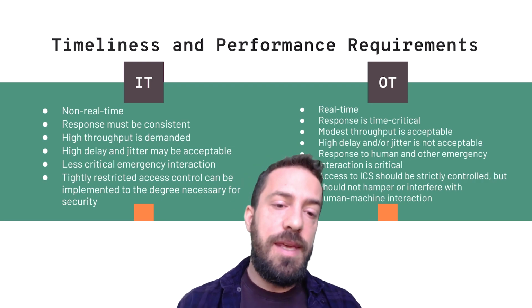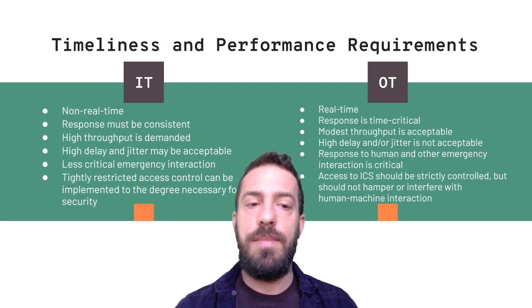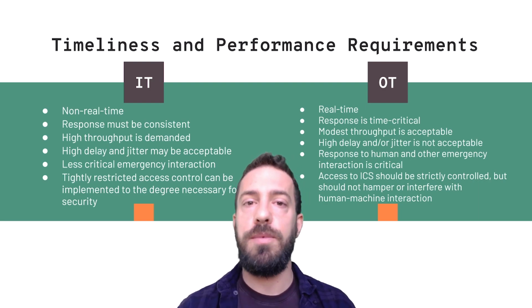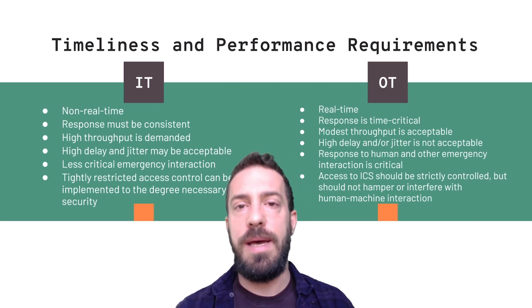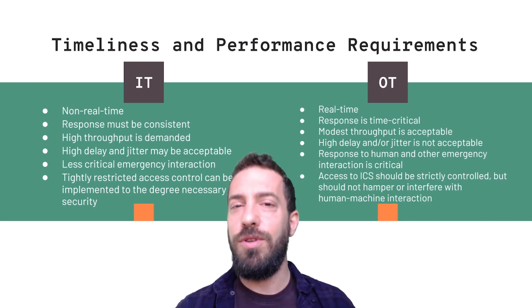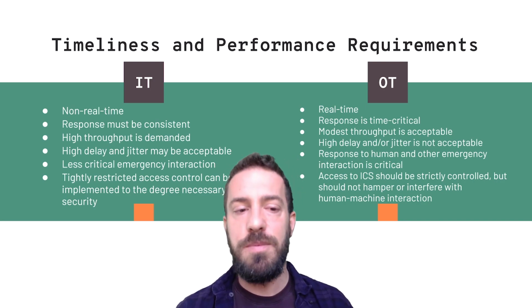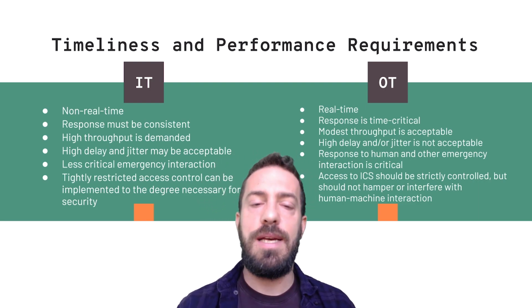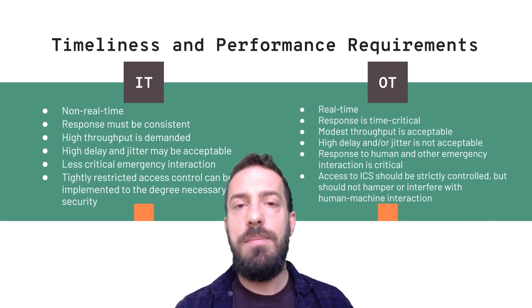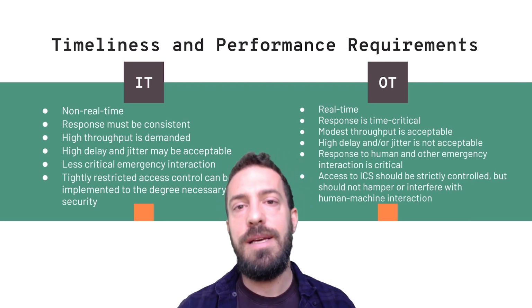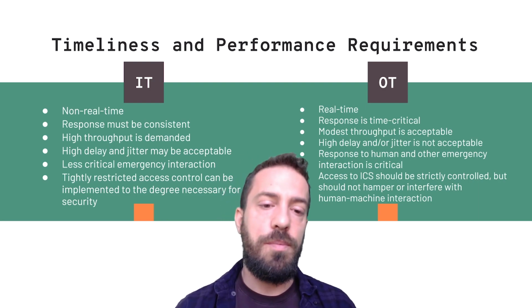So in the IT world, it's non-real-time. The response must be consistent. When you start a program, you expect the program to start, and that's it. You don't expect things not happening. You worry about high throughput. You want your computer to be fast, doing as many things as possible. And if sometimes something takes 1 second and the next time it takes 3 seconds, you may be slightly upset, but it's acceptable. Delay and jitter are acceptable in IT, in regular computers.